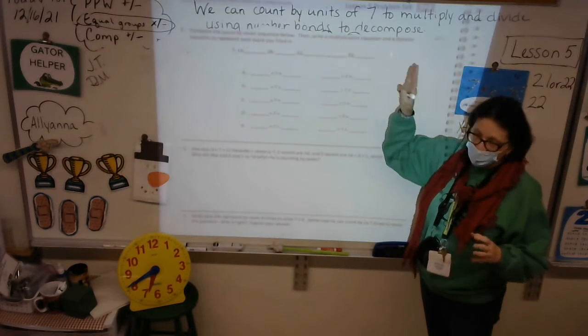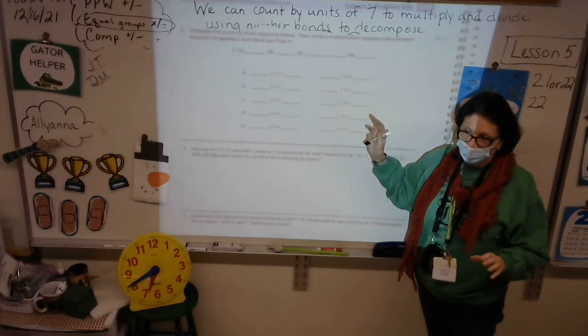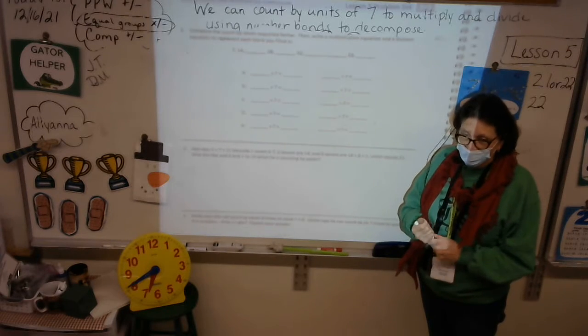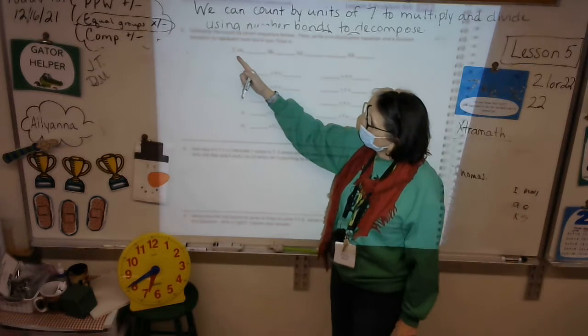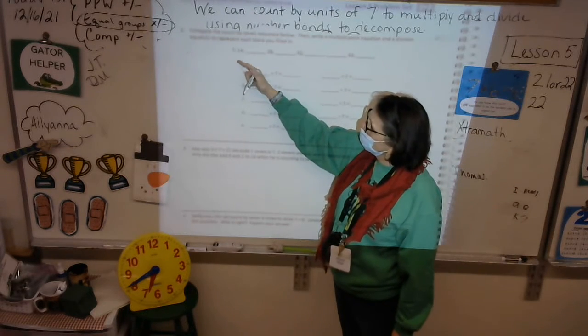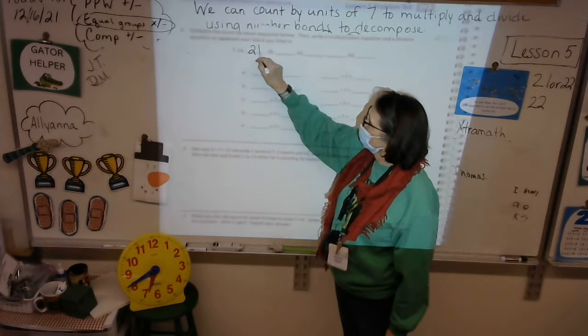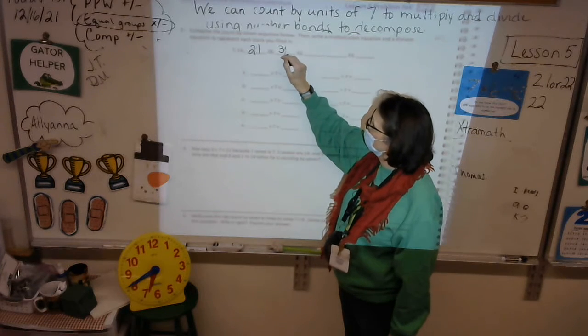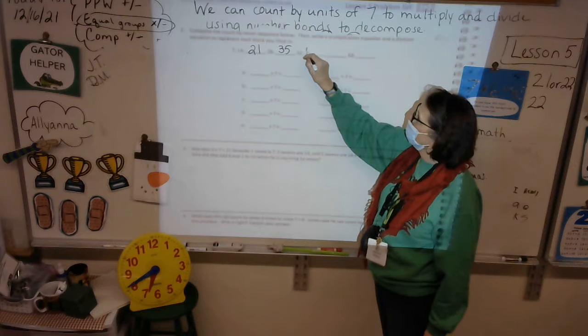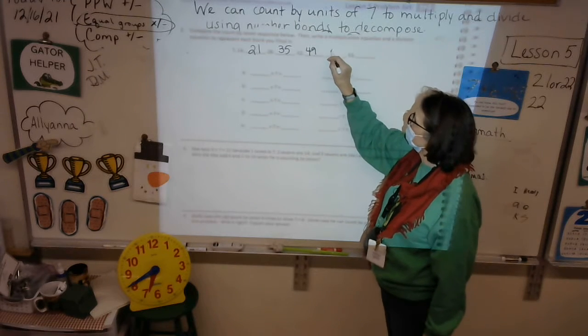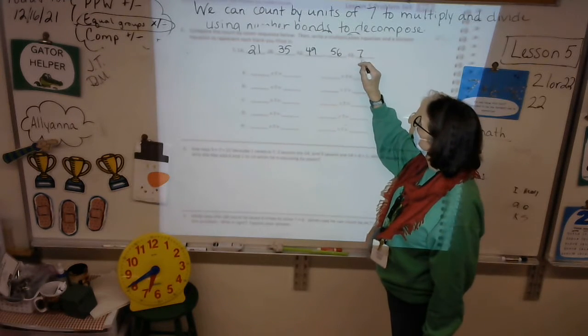So the first thing we want to do is fill in that count by. You can sing the song to help you fill it in, or you can add 7 each time. So let's go, class. 7, 14, 21, 28, 35, 42 and 49, 56 and 63, 70.